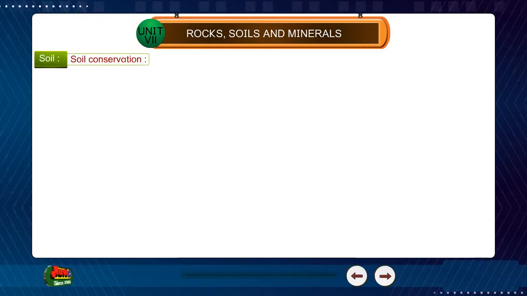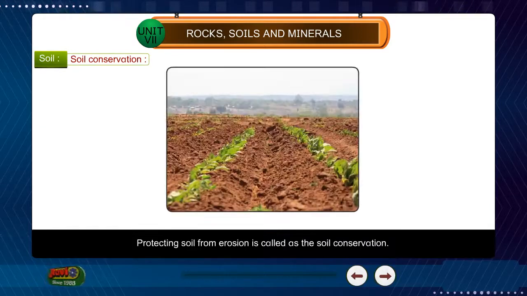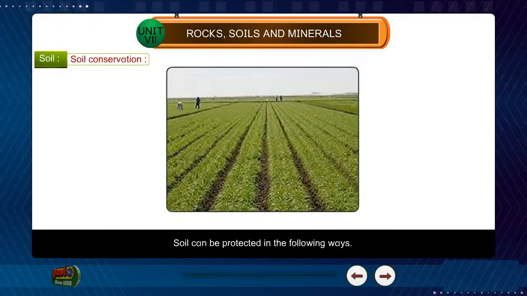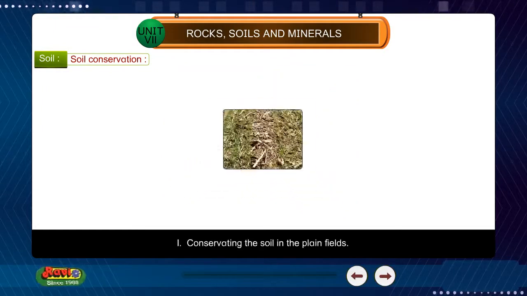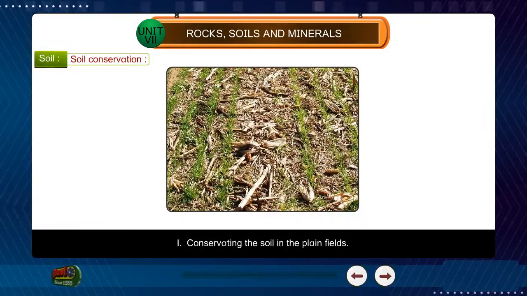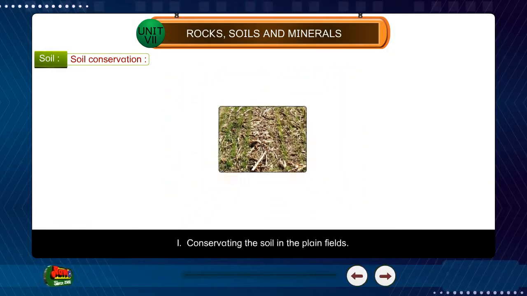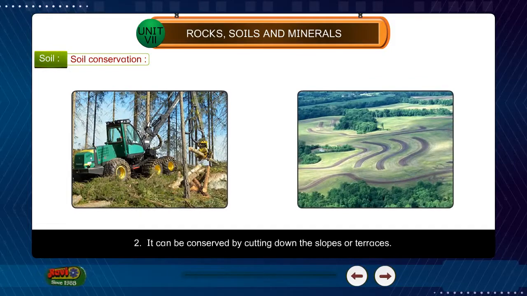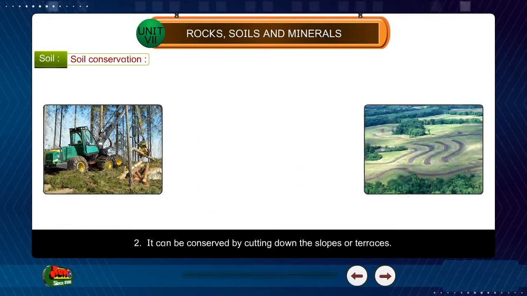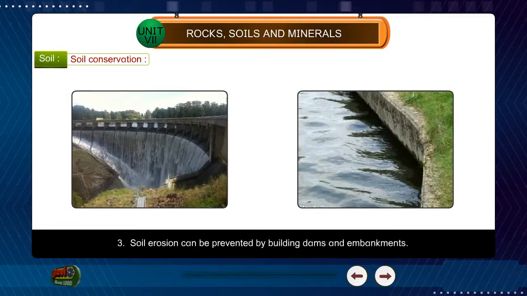Soil conservation. Protecting soil from erosion is called soil conservation. Soil can be protected in the following ways. 1. Converting the soil into plain fields. 2. It can be conserved by cutting the slopes into terraces. 3. Soil erosion can be prevented by building dams and embankments.